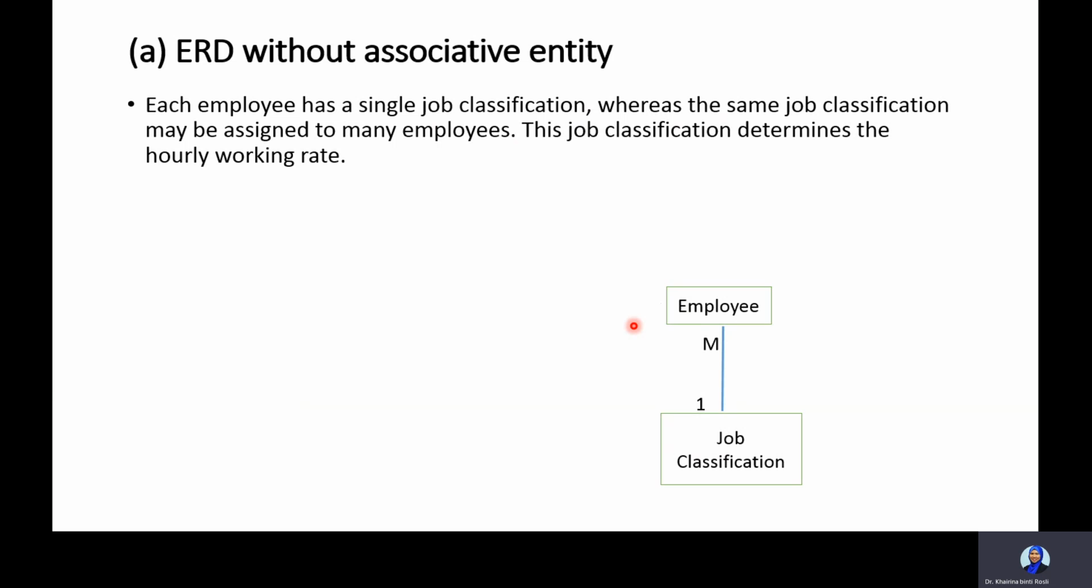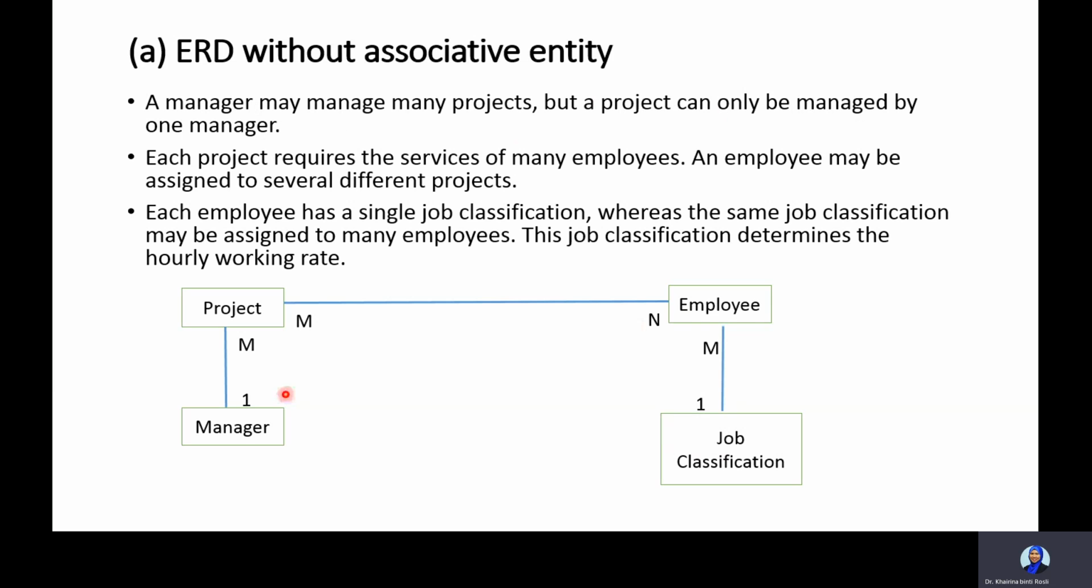So combine all the entities and the relationships, then we can get this ERD, entity relationship diagram, with the entities and also the relationships. Remember the lines, no arrow. Only lines to relate the entities, no arrow. So this one is the ERD without associative entity.